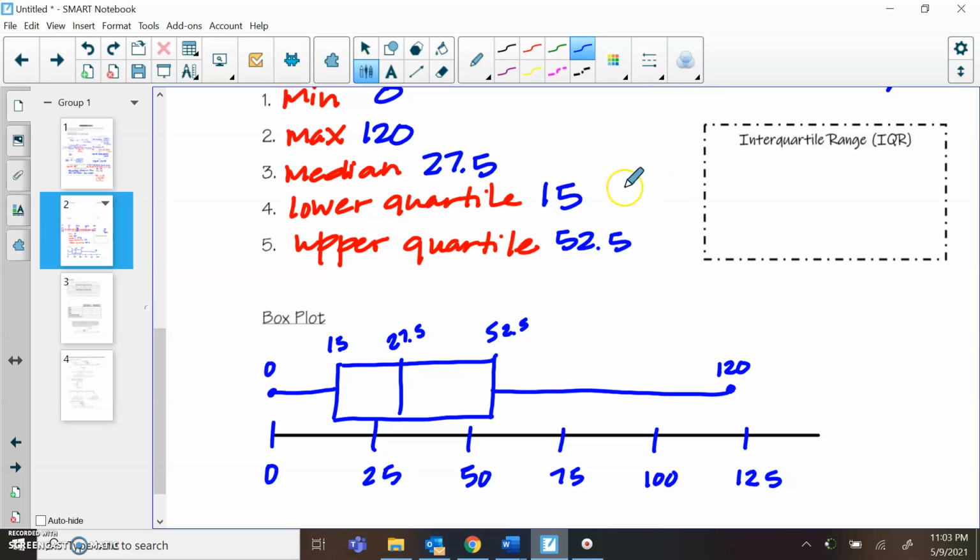For our interquartile range, excuse me, it's just the difference between those two. So 52.5 minus 15 is your interquartile range.